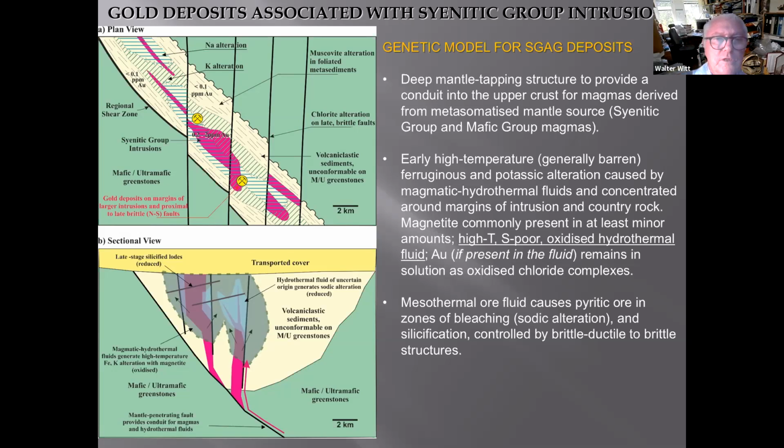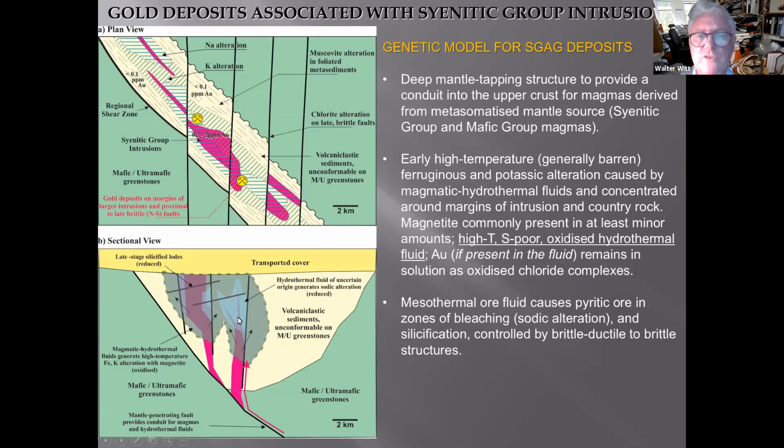The cross section shows a deeply tapping fault or structure necessary to provide a conduit for magmas coming from the upper mantle, the metasomatized mantle source, and allowing emplacement of the syenitic and mafic group magmas. Early high temperature ferruginous and potassic alteration caused by magmatic hydrothermal fluids surrounds these intrusions. Magnetite is present, but gold is not in these high temperature alteration aureoles.